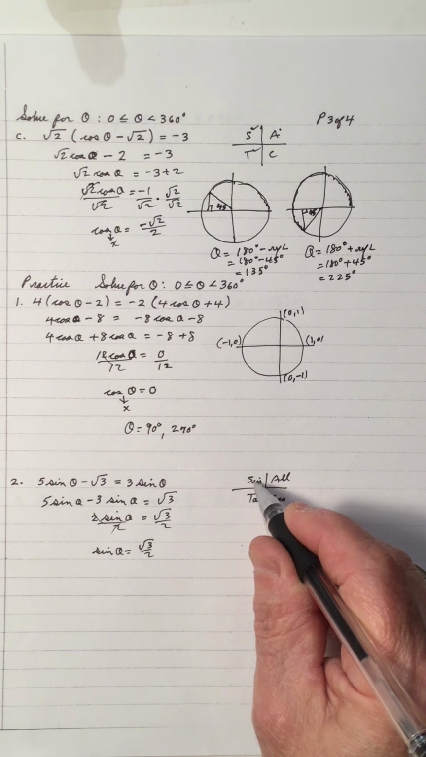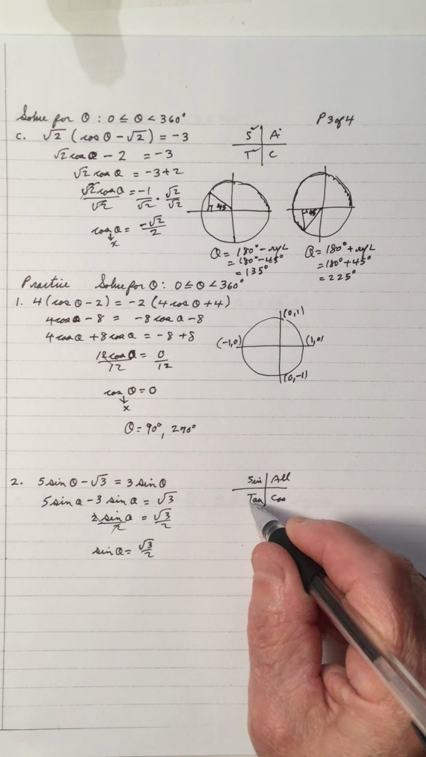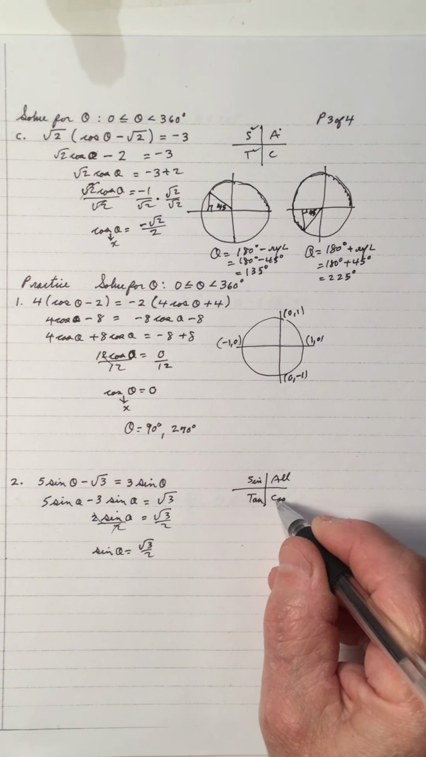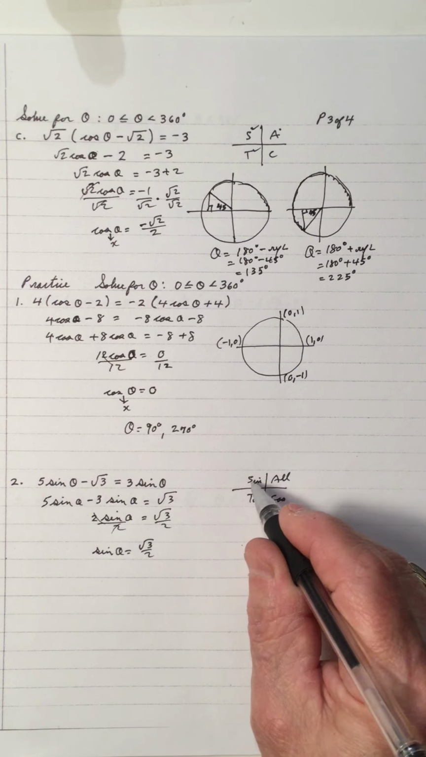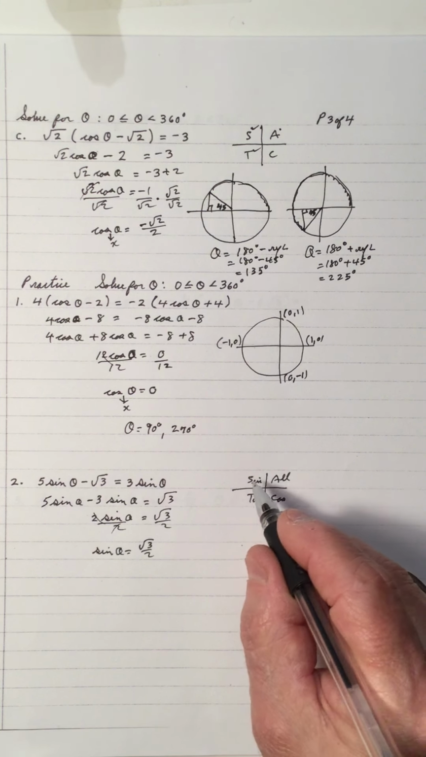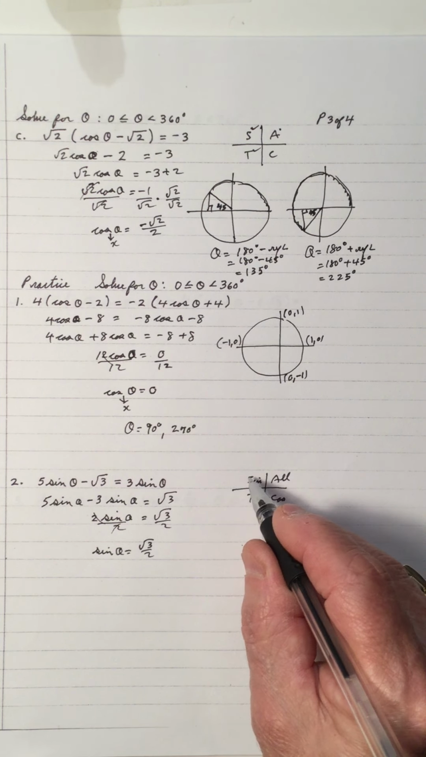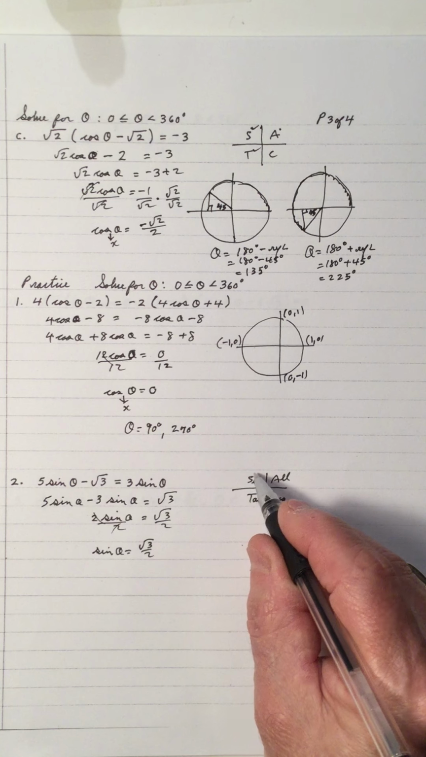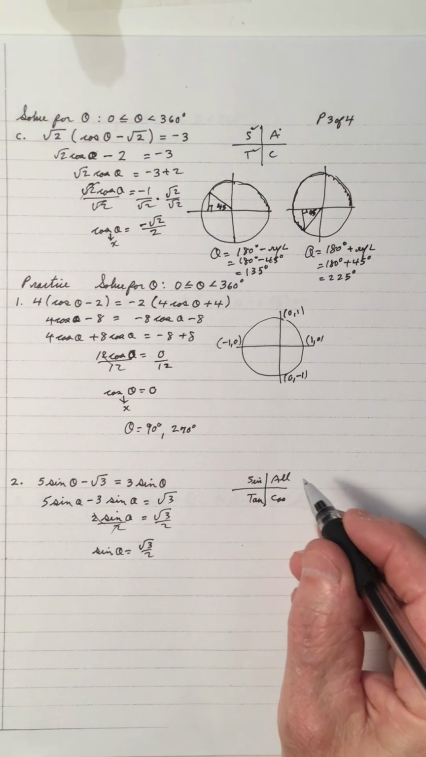So don't forget, you got sine, you got cosecant is positive. You got tan, cot is positive. You got cos, then secant is positive. So what you see here is positive. What you don't see is negative. So if sine is positive, that means cos and tan are negative, etc.